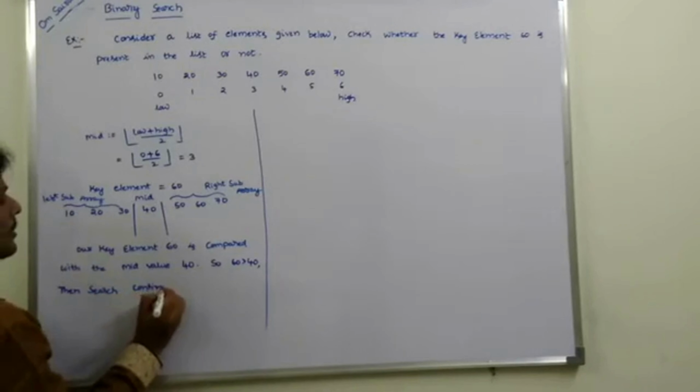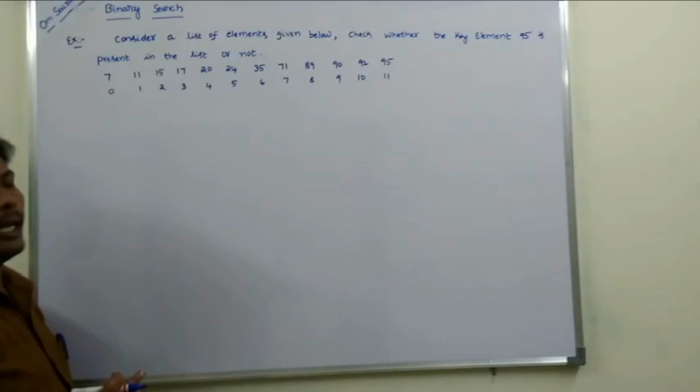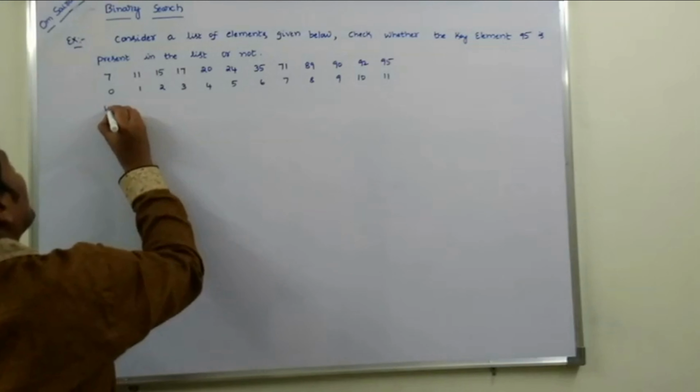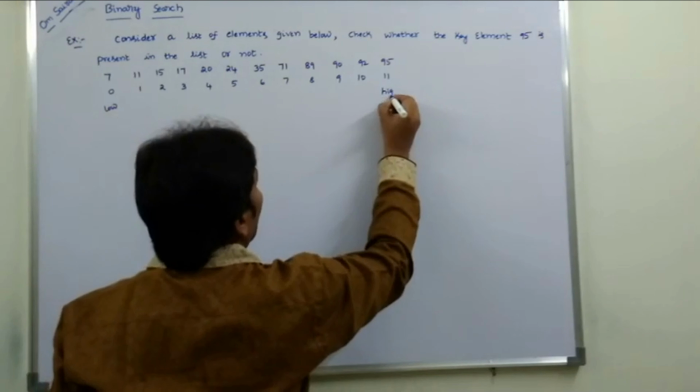Okay. So then we have to put the indexes, that is 0, 1, 2, 3, 4, 5, 6, 7, 8, 9, 10, 11. So there are 12 elements in the list. The first element index starts with 0, the last element index ends with 11. The first element can be treated as the low value. The last element can be treated as the high value.